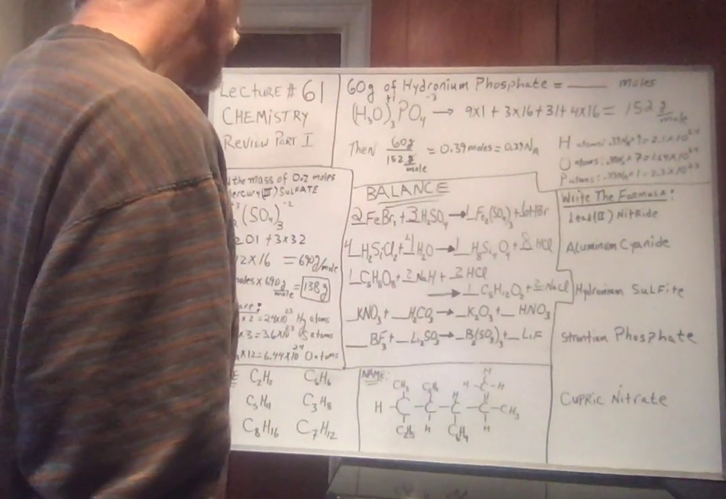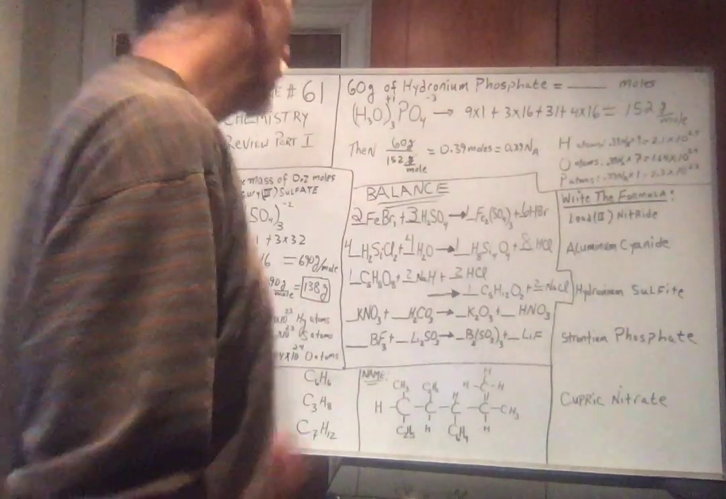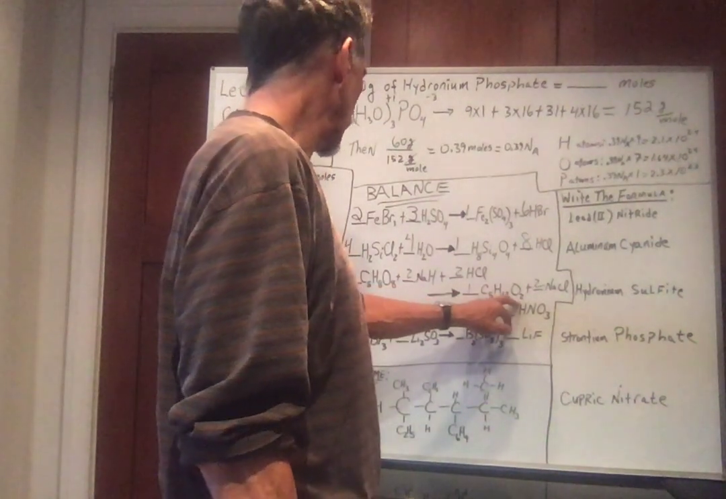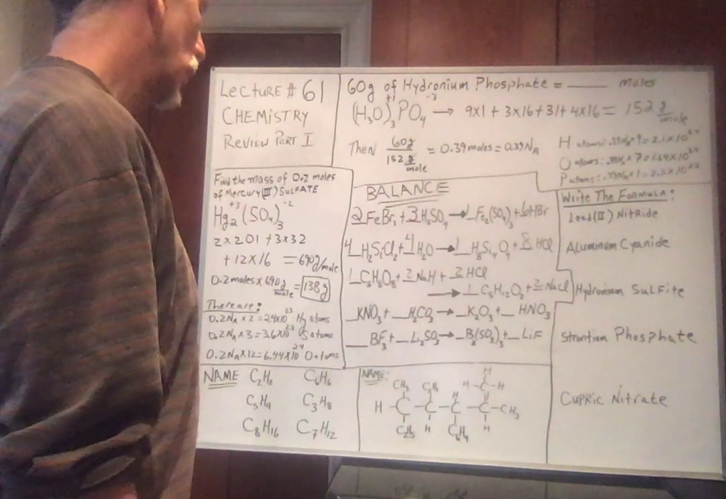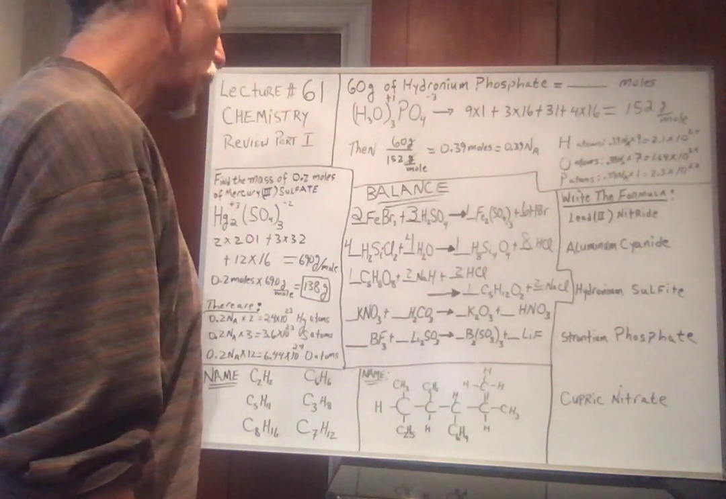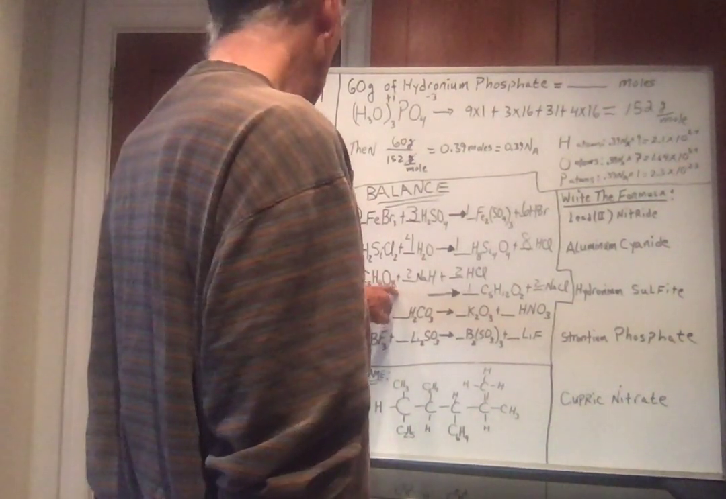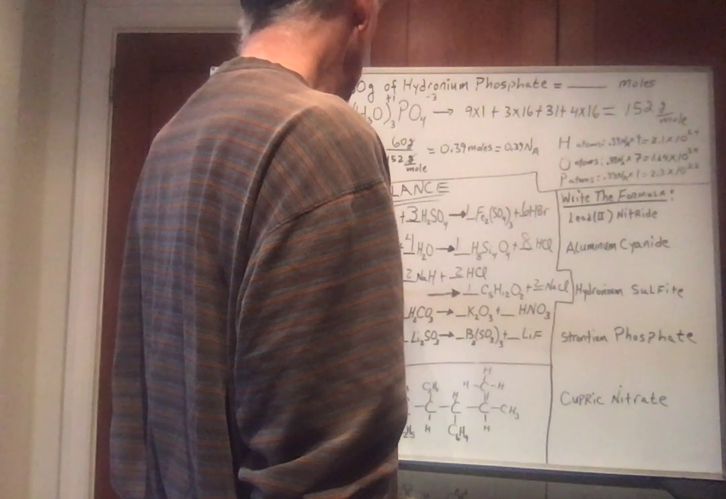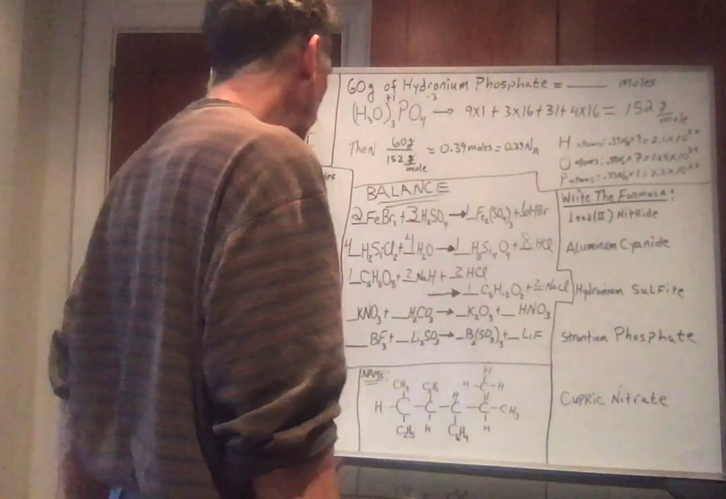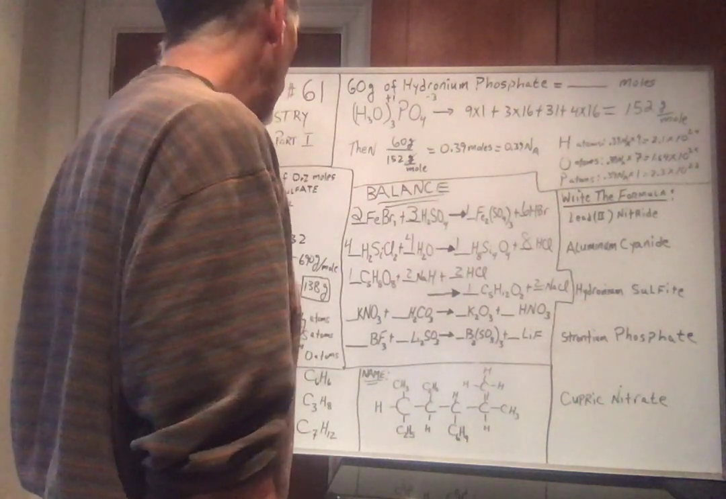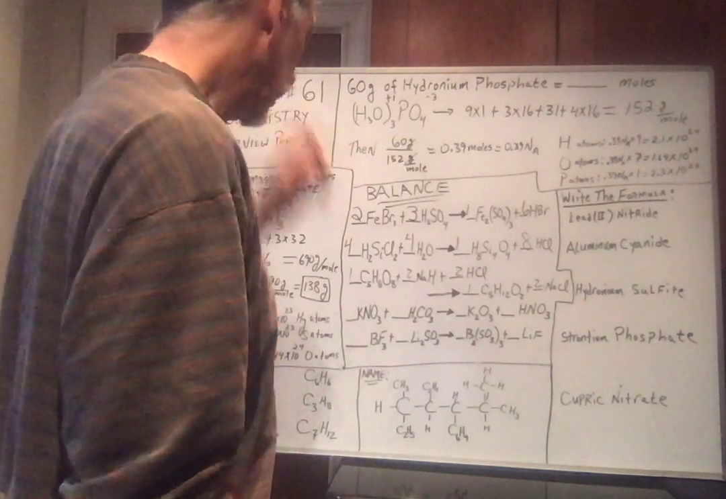Uh-oh. 8. Doesn't look good, does it? This is not balanced right now, is it? We need 8 oxygens on the left. We only have 2 here. This could be complicated. Let's see.